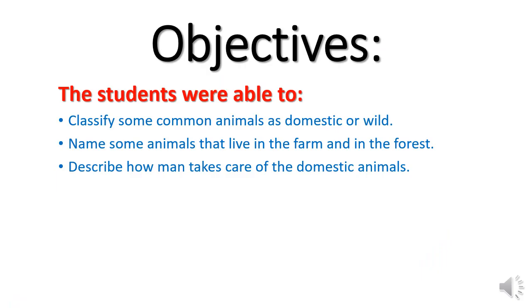Finally, guys, I hope you understand this lesson well. In this lesson, we talked about domestic and wild animals. We named some animals that live in the forest and others that live on farms. Then we saw what I should do and how I take care of domestic animals by giving them food, giving them clean water, sheltering them, and keeping them clean.